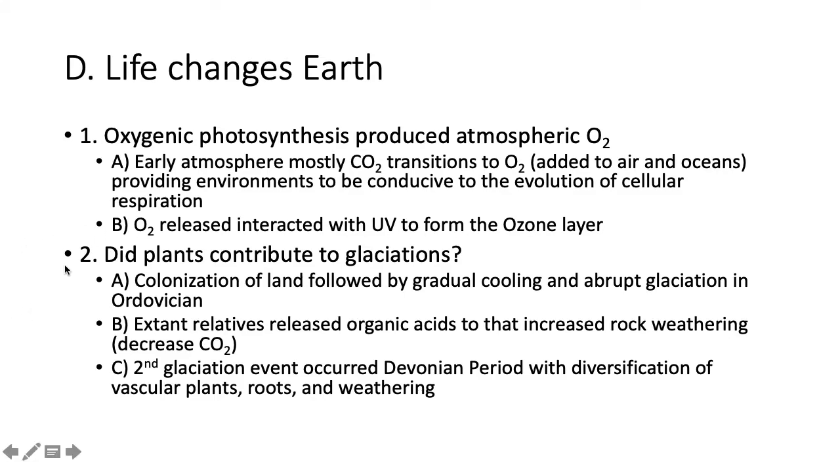Your book then goes on to this hypothesis: did plants contribute to glaciations? Because when plants colonized land, we saw gradual cooling and some abrupt glaciation in the Ordovician period. Plants release organic acids and thus increase rock weathering. And remember, increased weathering decreases CO2 levels. We also saw a second glaciation event in the Devonian period with vascular plants and how they evolved. Vascular plants just means they have xylem and phloem, and now they have roots, and that also increases weathering. And when you increase weathering, you decrease CO2 levels. So there's just a hypothesis that maybe plants contributed to the glaciation events of Earth.